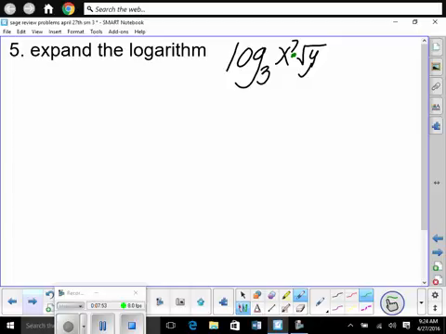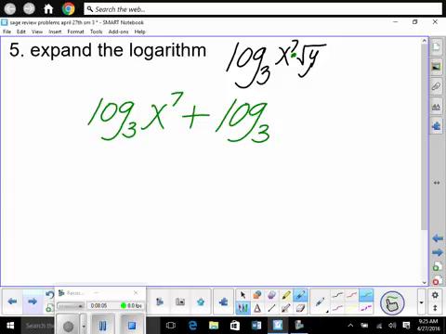They're both log to the base 3. So we have log to the base 3 of x to the 7th. Because it's multiplication, we'll do addition, plus log to the base 3 of the square root of y. Does anybody have questions here?